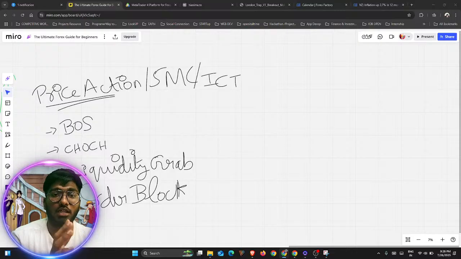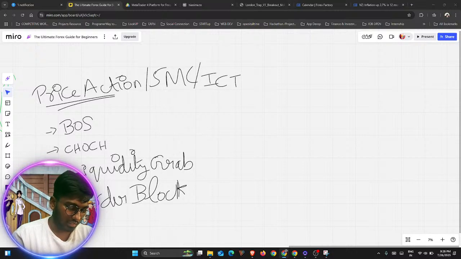So, break of structure. It's a movement of the market which breaks a higher high or a lower low. Highs and lows, to be short. I don't want to draw again. Here you can see this is a break of structure, another break of structure. We can say BOS. So these are breaks of structure.